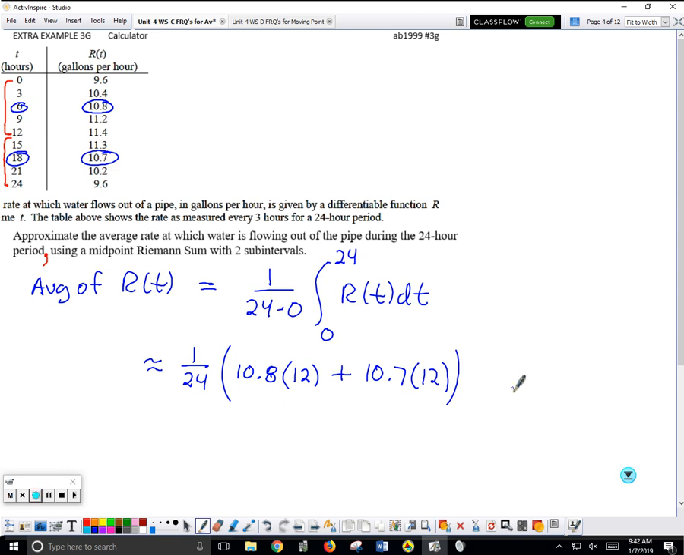I'm finding the average of R. So what units belong here? Maddie. Gallons per hour. The units of R are gallons per hour. So the average value of R would still be some number of gallons per hour. This is full credit on the AP test. You don't need to compute it. Just stop.